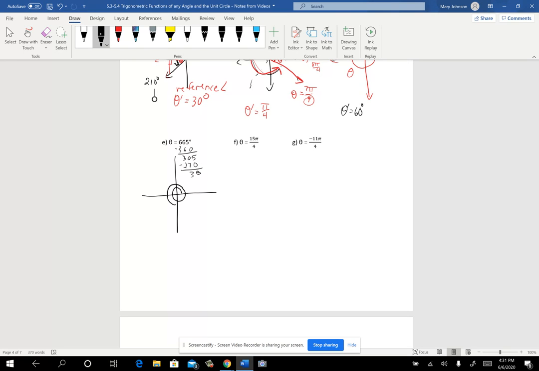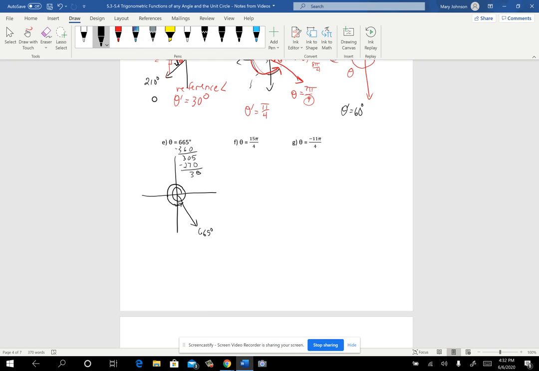Okay, so I went around one whole time, and that's 360. And then that left me with 305 more degrees to go. And so that would be 180. That would be 270. So that would get me to 35 degrees past it. So that means I have to go a little ways past it. And that would be the 665 right there. Okay. All right.